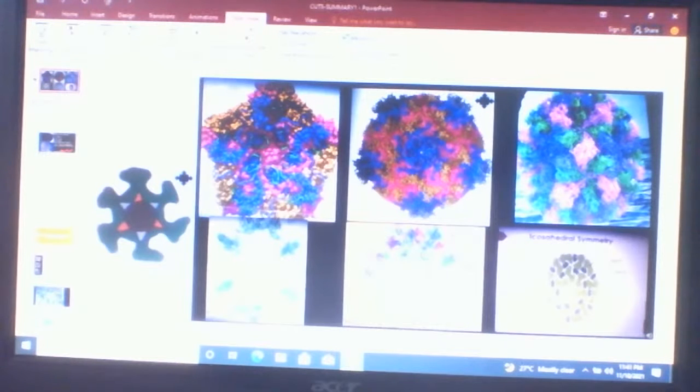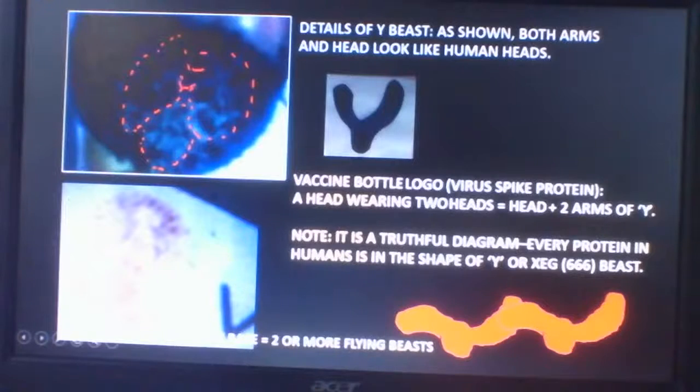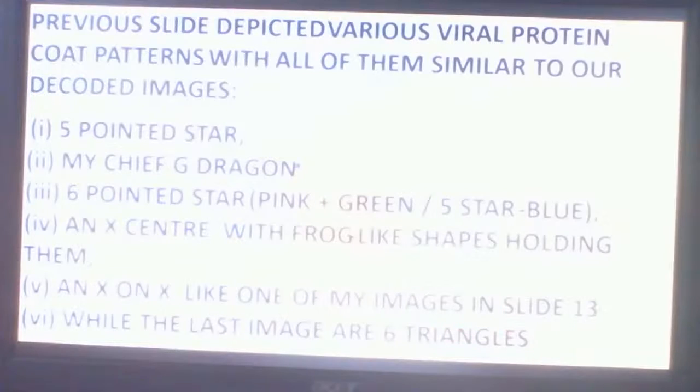Now let's return to the slideshow. Start from current slide. So that's the summary of what I already talked about regarding the viral protein code patterns resembling my decoded images.